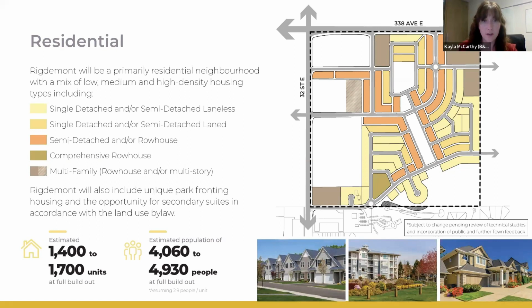The light brown color on that diamond-shaped site in the southwest will likely be a cluster of row housing just due to the unusual shape of the site. And then the darker brown sites across the plan area will be comprehensively planned row housing and multifamily style developments.